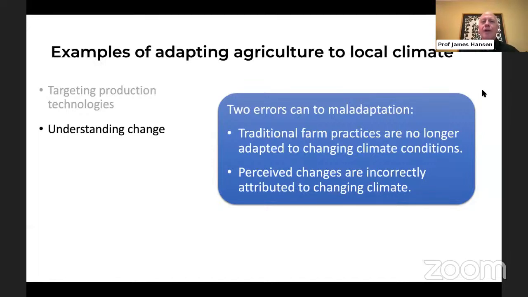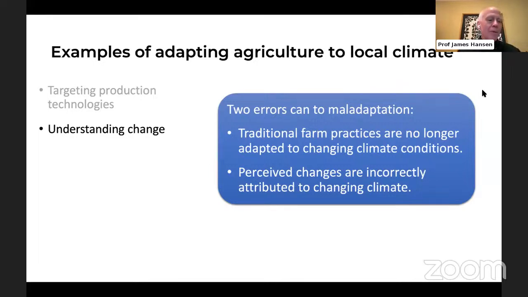So, farmers often have traditional practices that historically were developed over time through trial and error to be very well adapted to local climate conditions. But if climate conditions have been changing, those traditional practices might no longer be well adapted to the new climate, especially if farmers do not recognize that conditions are changing. But there's another problem. Farmers may perceive a change and assume or believe that it is a result of changing climate when something else is actually driving that change.